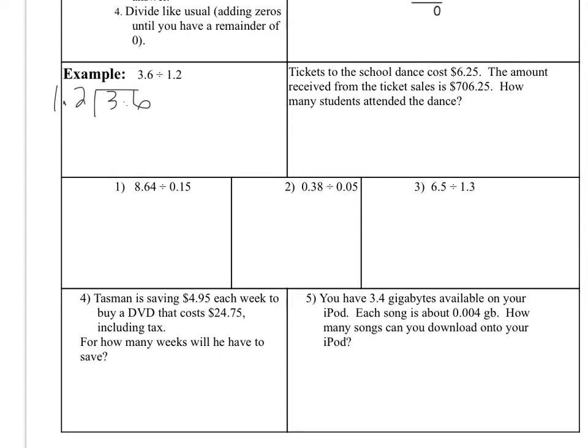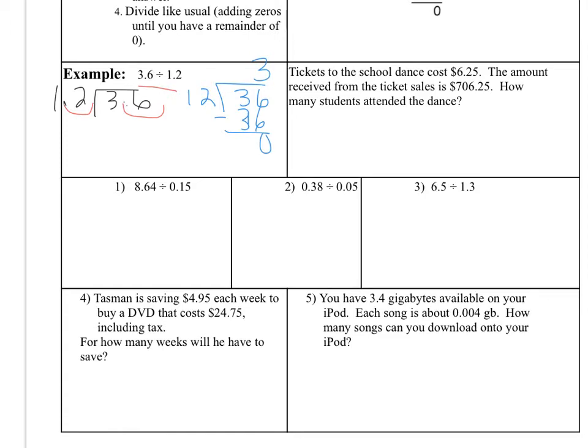So that means I have to move this decimal until it's a whole number. So if I move that once, I have to move the same number of times in the dividend, one time. Okay? And I like to rewrite it so that it's a little bit better, or a little neater. Then divide like normal. So 12 into 36 goes 3 times. 3 times 12 is 36, and 0. So my answer is 3.